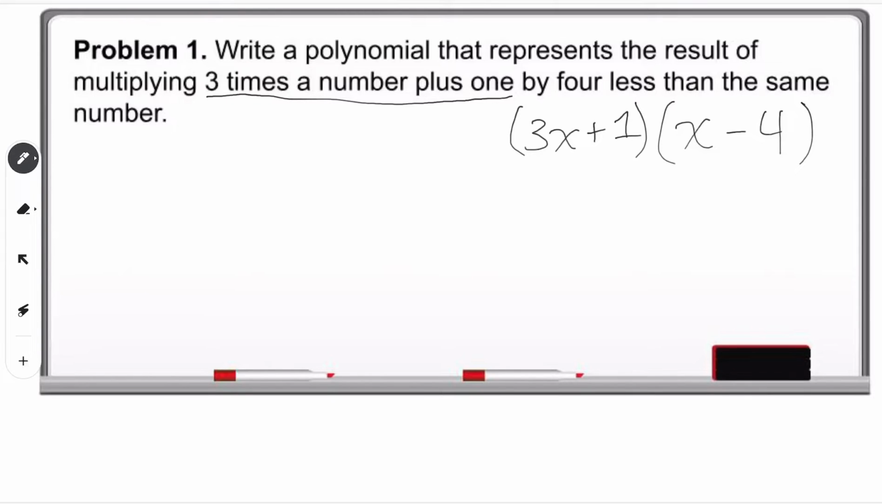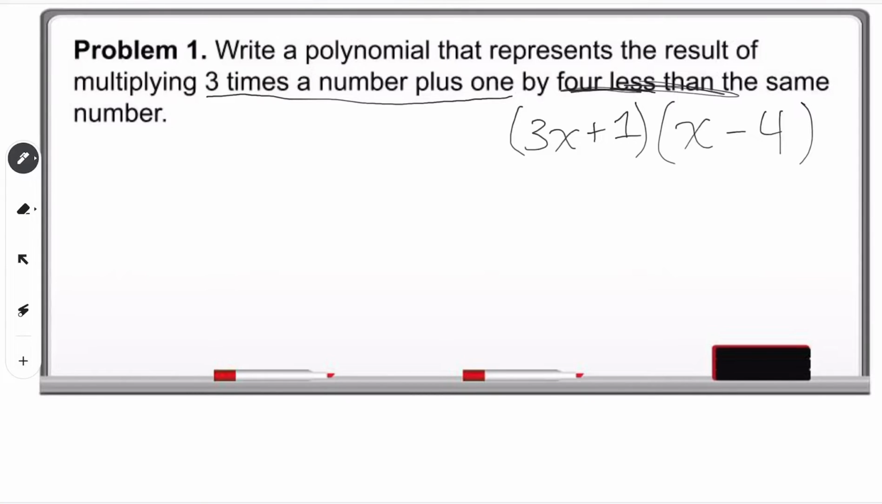I'm going to go over that again. So we're multiplying 3 times a number. Since we don't know what the number is, what do we use when we don't know what a number is? We always use a variable. So we write 3x, which is 3 times x, 3 times a number, plus 1. So that means we add 1 onto that binomial. On to the second binomial, it says 4 less than. What it means by less than, that means you subtract 4 from the same number. We use the same variable we used in our first binomial.